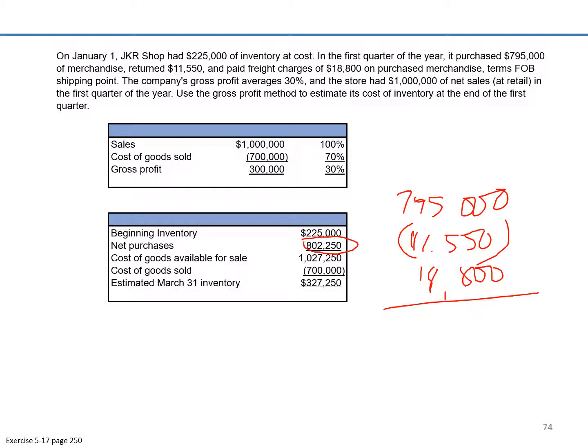So we know that our beginning inventory plus our net purchases equals our cost of goods available for sale, less our cost of goods sold of 700, which we figured out up here. Means that our estimated March 31st inventory is 327,250. Okay.